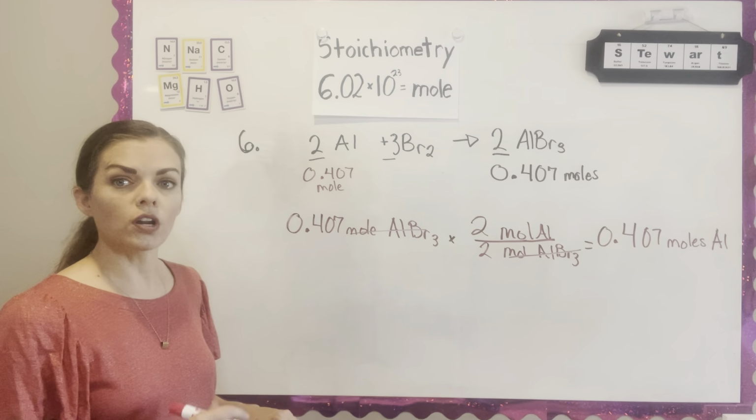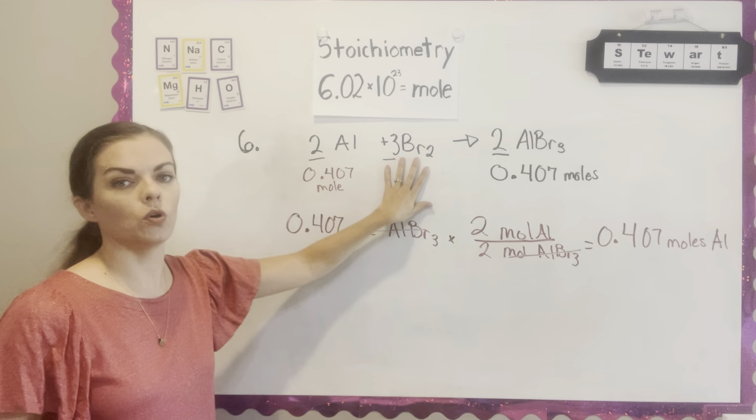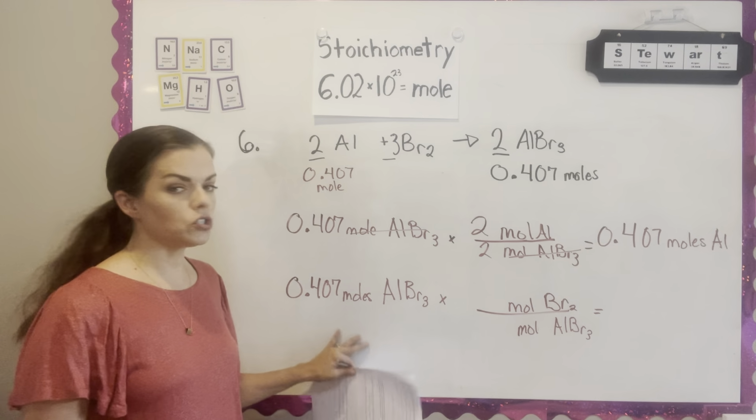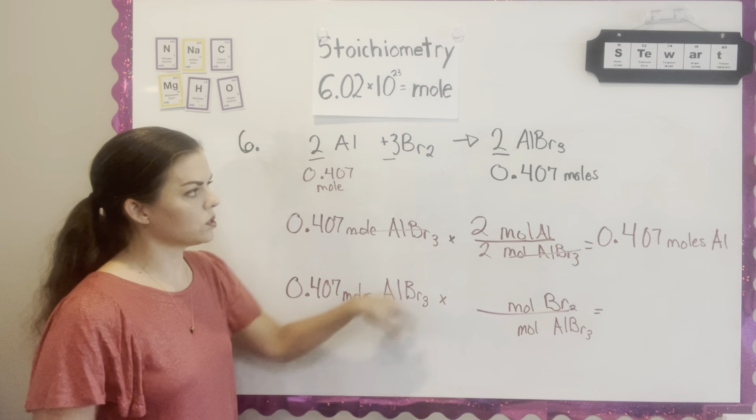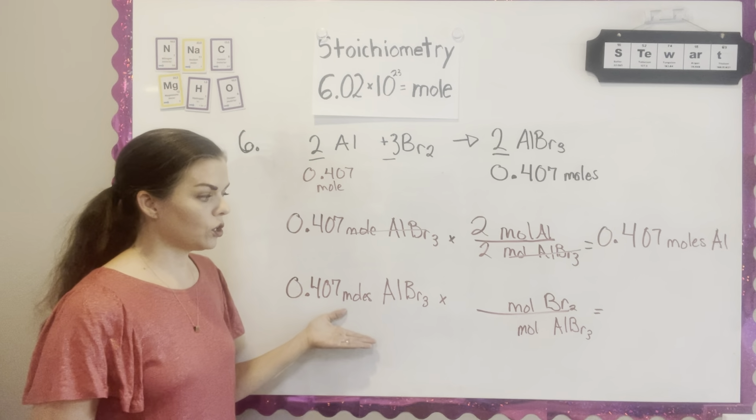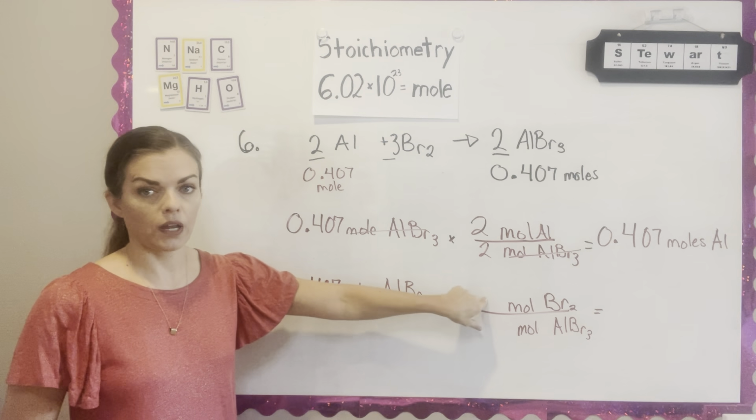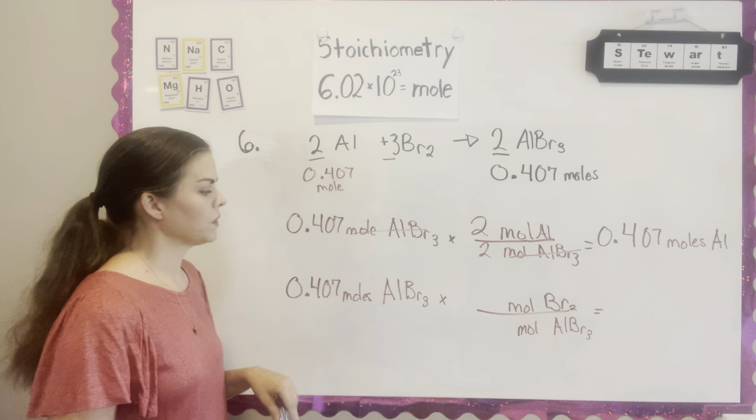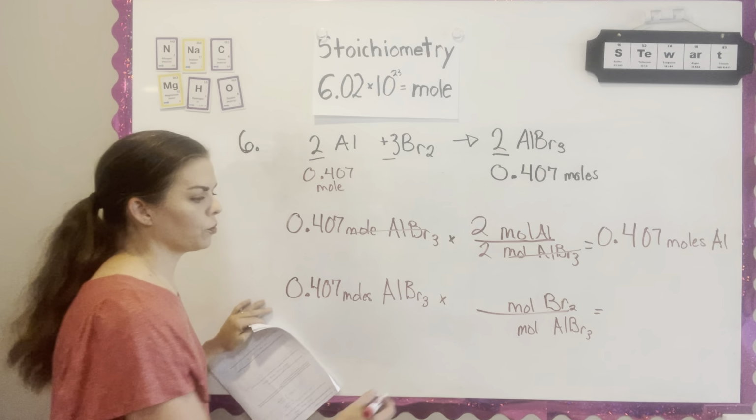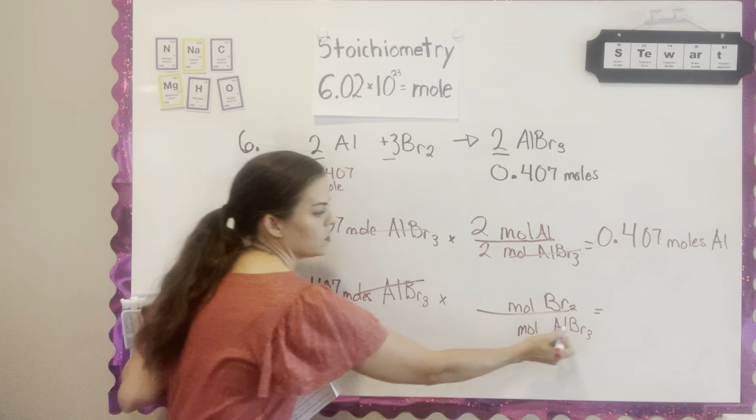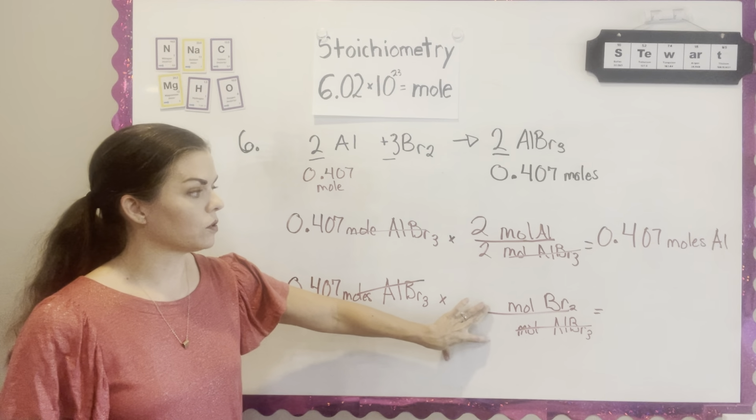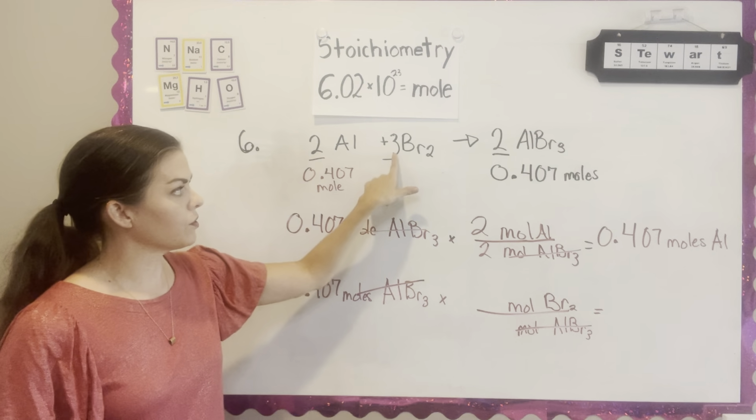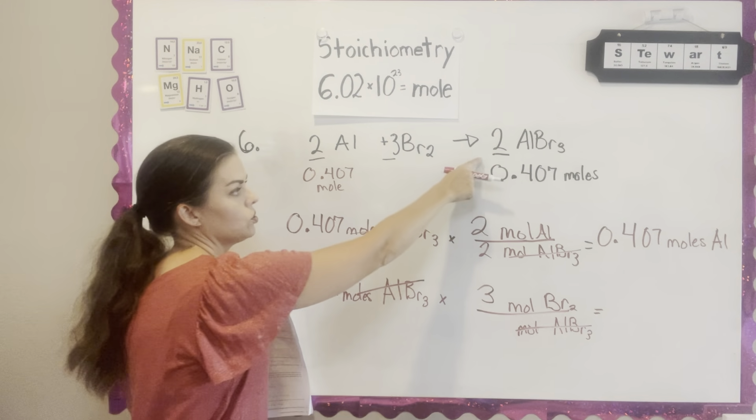So the other part of the problem is calculating how many moles of bromide I have. I'm going to start with the number they gave me in the problem, which is 0.407 moles of aluminum bromide, and convert it to moles of bromide to figure out what I have to start with. I'll do that by putting aluminum bromide on the bottom, that way my units cancel out. The numbers that go in front come from my balanced equation. So I have 3 of bromide and 2 here.